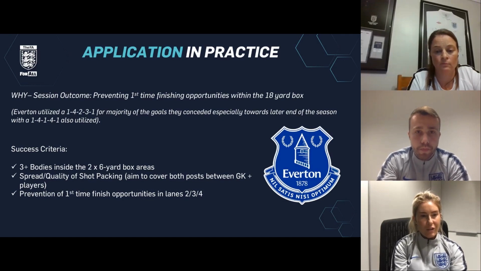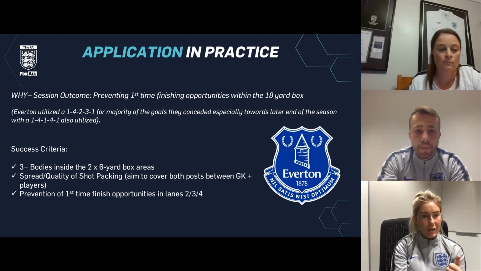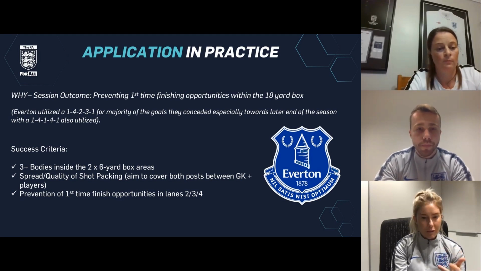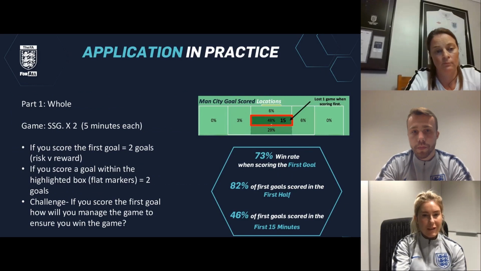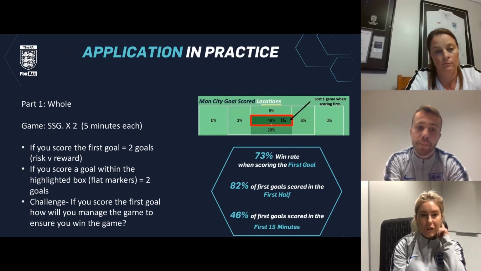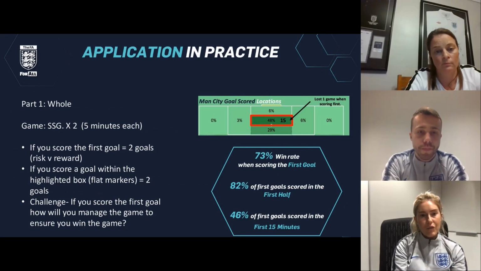So really starting to think about preventing first-time finishing opportunities. What will that look like? Where do we want to do it? And how will the bodies and the shot packing and the quality of that shot packing help me in being able to do that? And we just start to look at some real basic, simple principles. And if you look on the right-hand side, I've tried to screenshot and capture where this fits within the whole webinar that we've discussed so far.